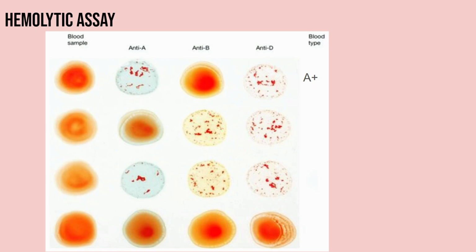Does anyone know what the next one might be? B positive. Yeah. You guys seem pretty good on blood typing. I feel like people usually struggle with this. Next one, AB positive. Yeah. And then the last one, O negative.